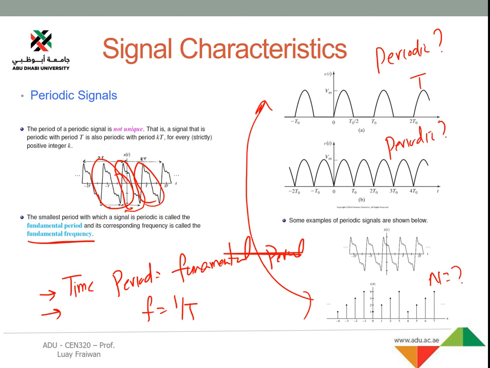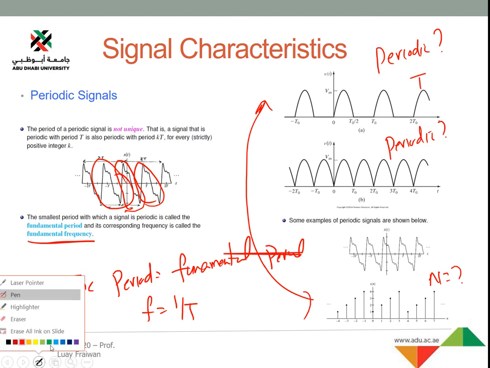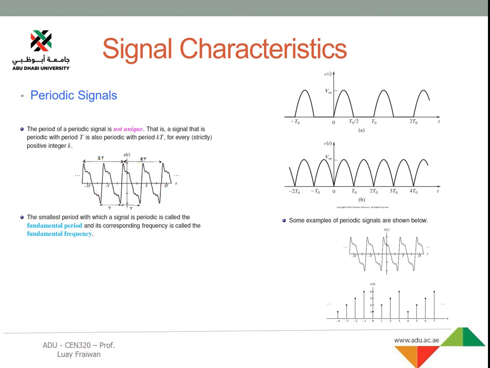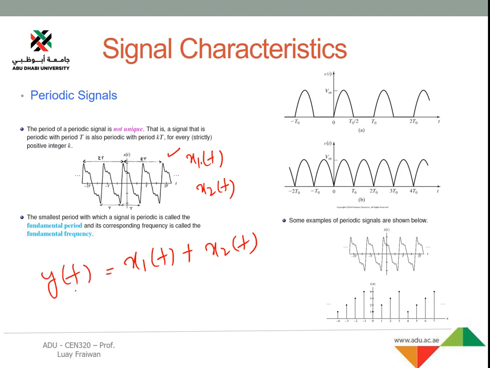Now, for example, let's say you have this signal, which is periodic, x1 of t, and you have another signal, x2 of t, which is also periodic. Now if you add these two signals, let's say your output is another signal obtained by just adding. Will this addition be periodic or not?